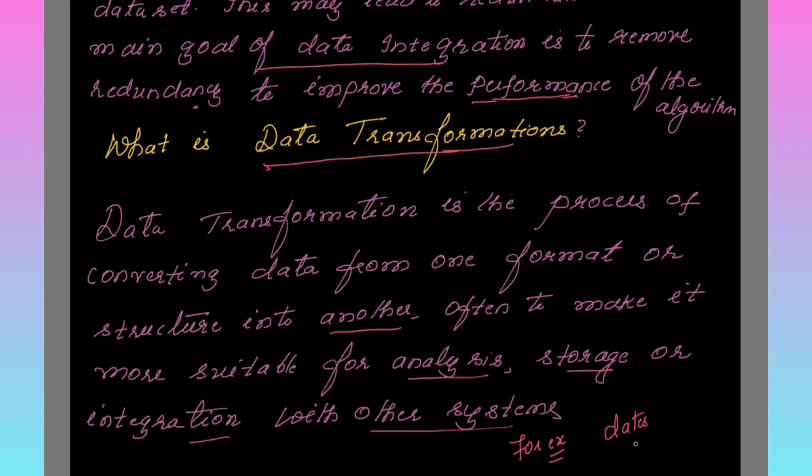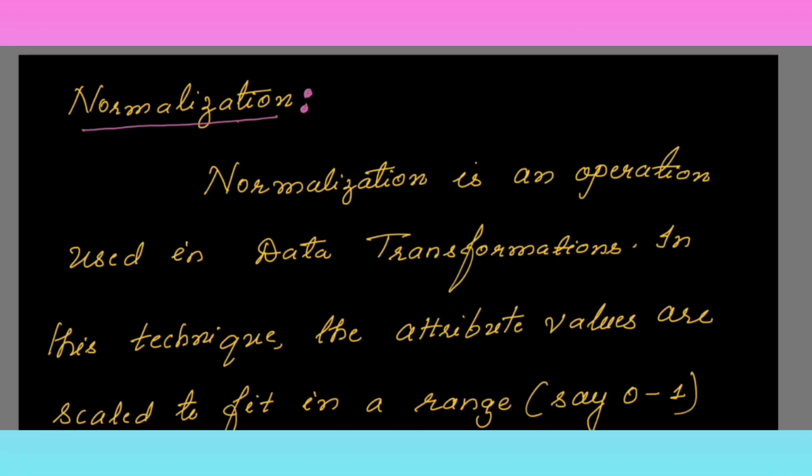Suppose the existing format is YY. You need to transform this purchase date into another format, YY format. So first you need to identify the current format, then determine the target format, and then apply the transformation. To apply the transformation, you can use a tool like Excel, Python, or a SQL query to change the format. Under data transformation is one more topic called normalization.